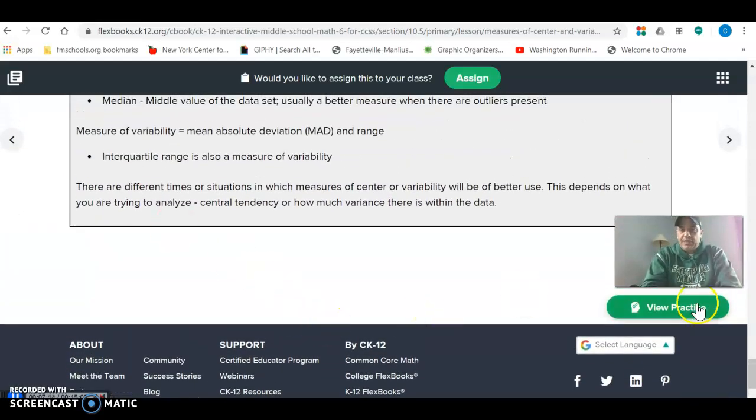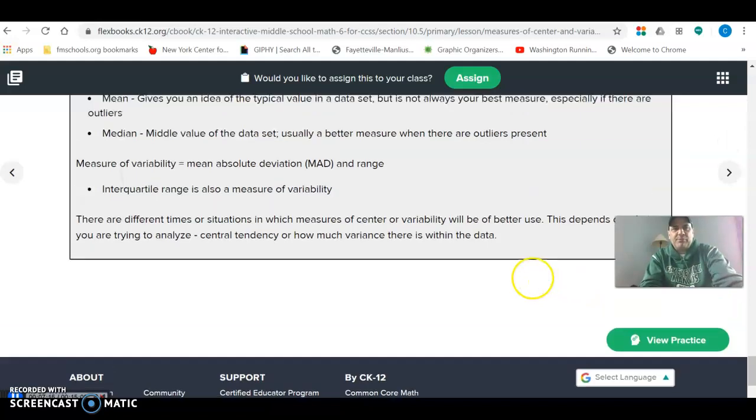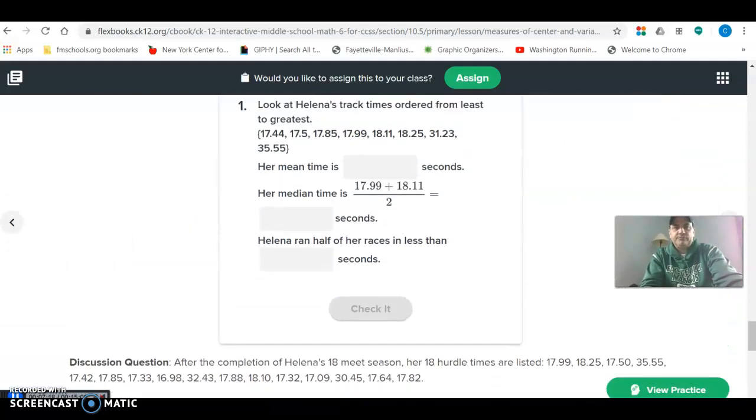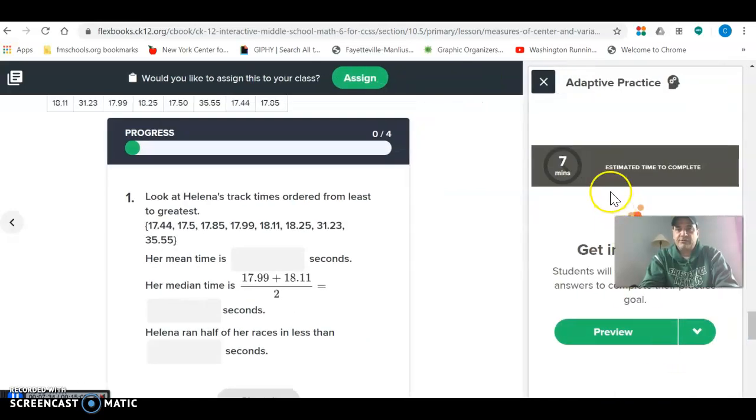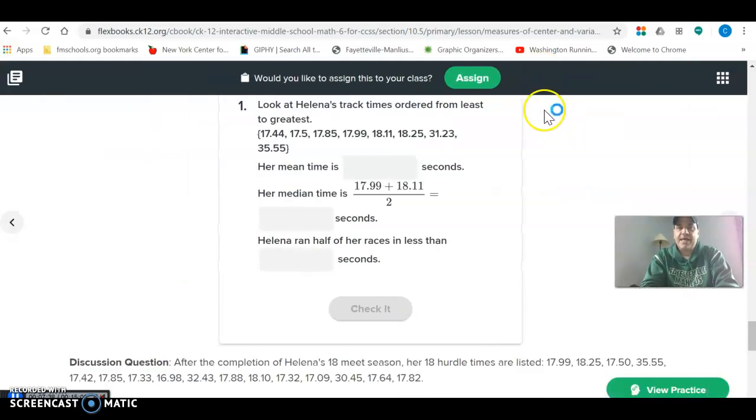Again, the important button right here, view practice. These questions up above don't count towards your score. They're just for practice with your interactives. If you were to leave CK12 and come back, you do not need to do these again. Okay. You just need to make sure right here you do your view practice. Click on the view practice. Again, it should take about 7 minutes, your 10 questions, to complete that.